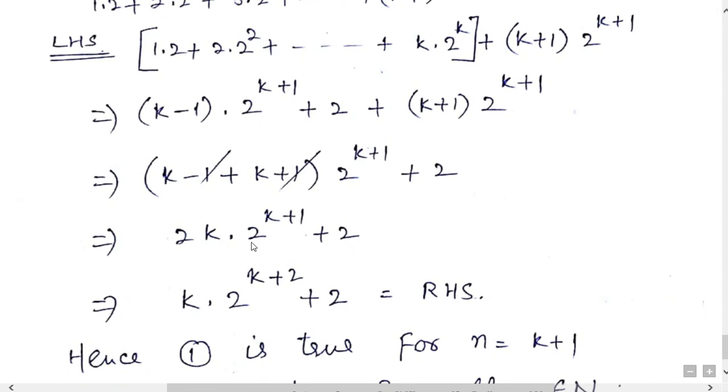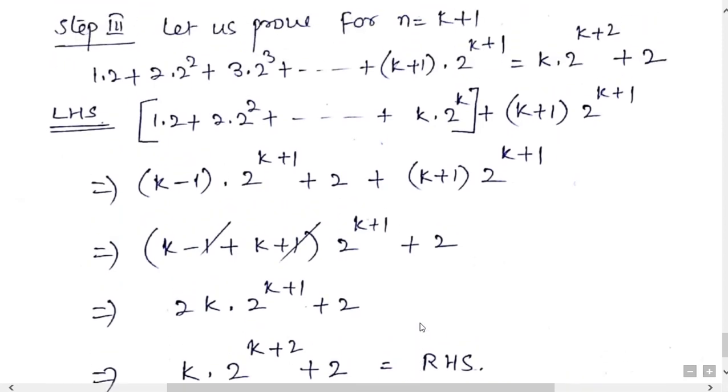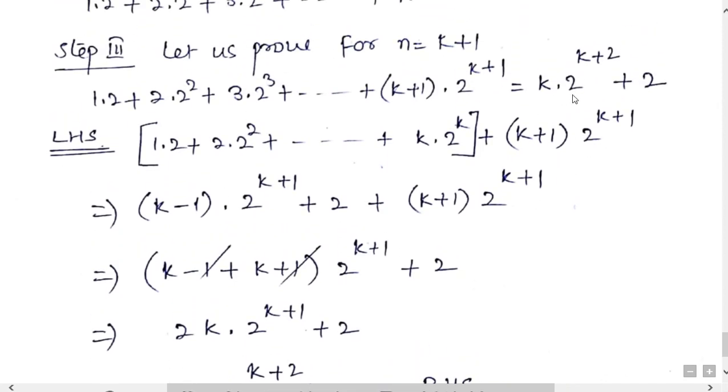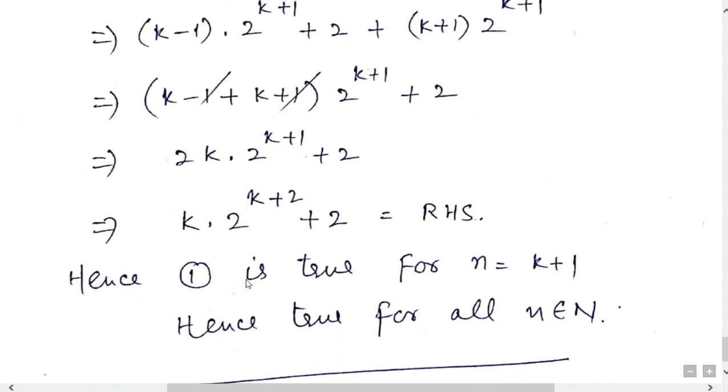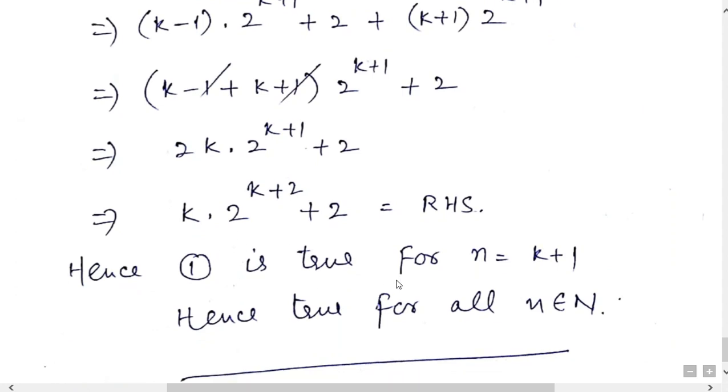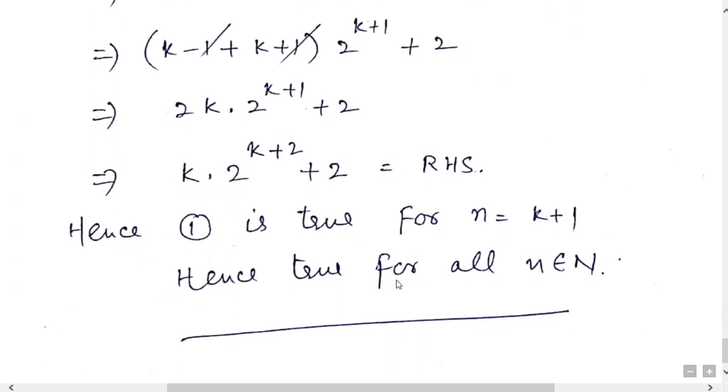Now 2 raised to power 1 and 2 raised to power k plus 1, when combined together, will give 2 raised to power k plus 2. It matches with the right hand side. Check the right hand side, this one. It is the right hand side, k into 2 raised to power k plus 2, plus 2. The same value is there. It means it's true for n is equal to k plus 1. Hence, it's true for all n belonging to natural numbers.